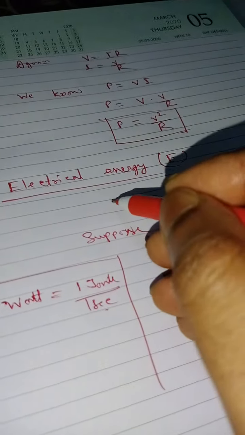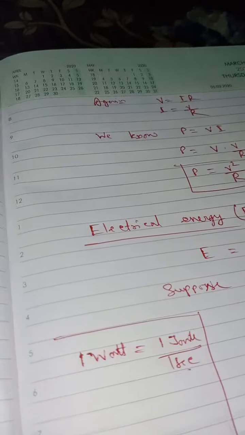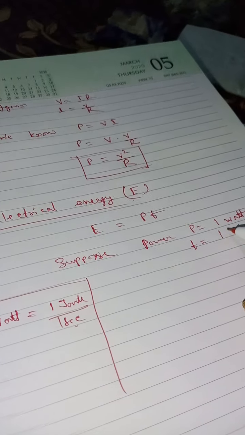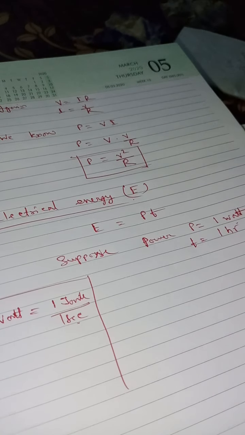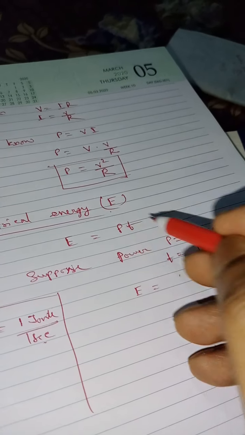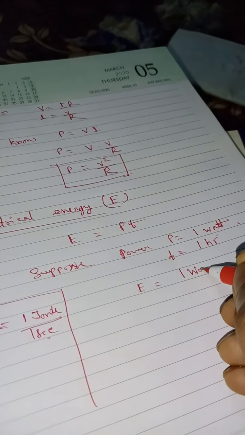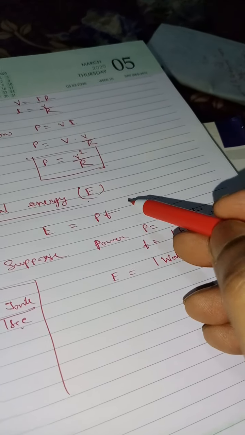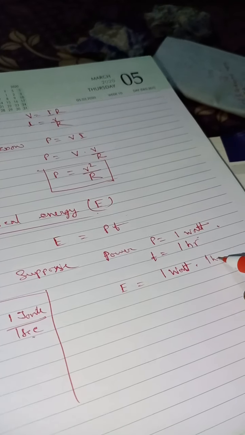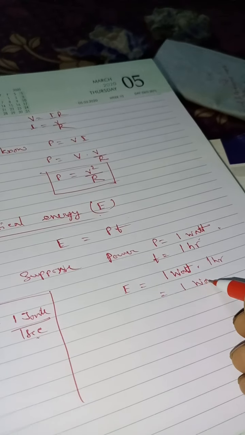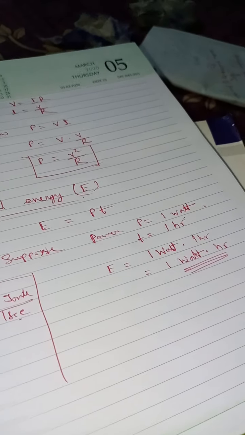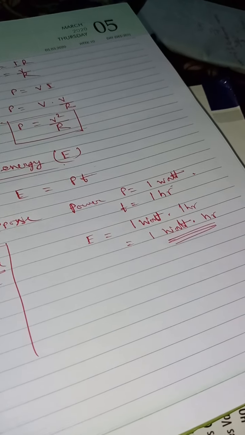And for electrical energy, suppose P is equal to 1 watt and T is equal to 1 hour. Then E is equal to, in place of P we put 1 watt, and in place of T we put 1 hour. So 1 watt into 1 hour, that means 1 watt hour. This is the unit of electrical energy.